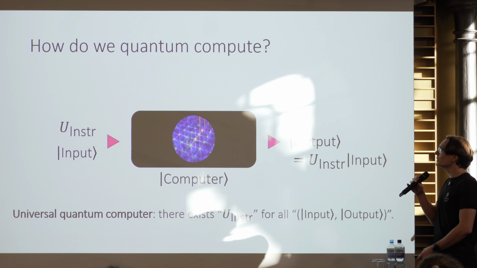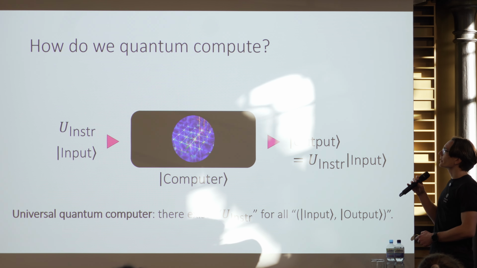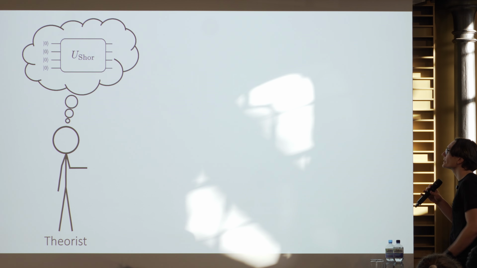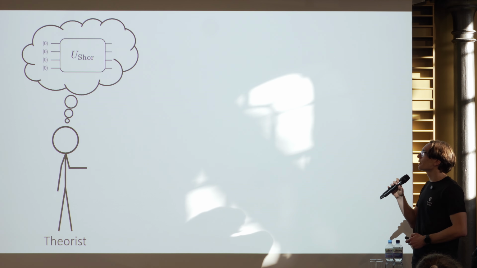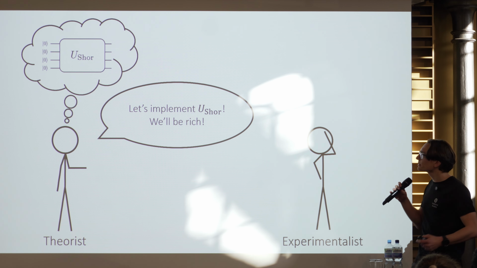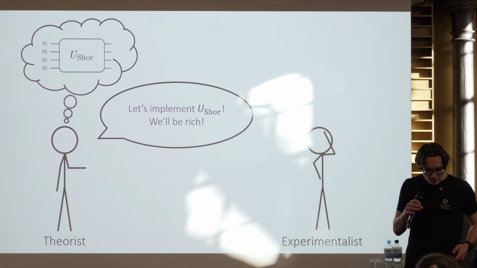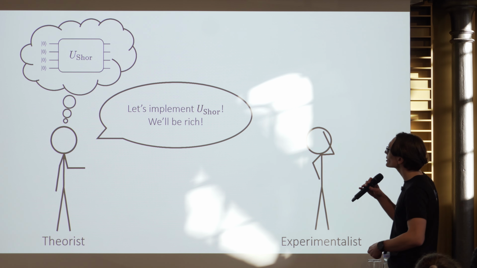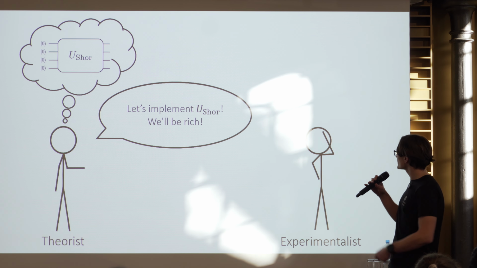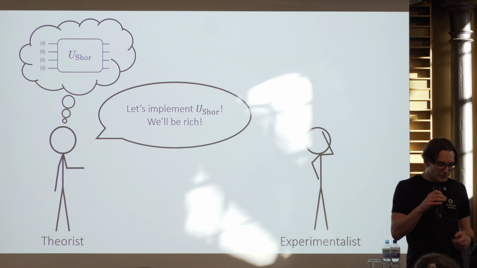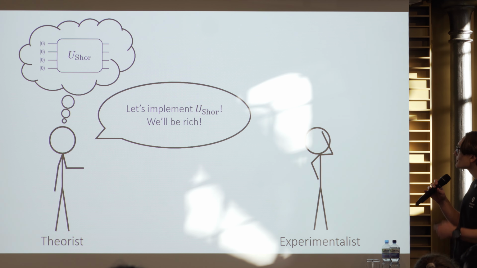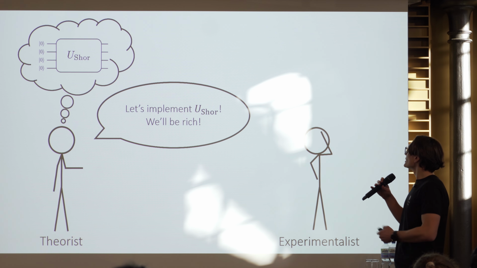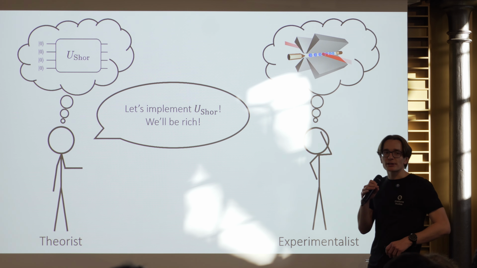Okay, so now I have this kind of unitary, and I found some that is really, really exciting. I'm a theorist, right? I run to an experimentalist, and I found this really, really new and cool circuit. And I tell the experimentalist, hey, let's implement this and get rich. Very new, of course. Maybe I'm a few decades too late.